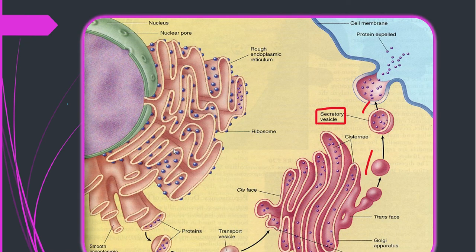See this diagram, guys. In this diagram, the protein products are transferred to a transport vesicle, and from the transport vesicle to the Golgi apparatus, and from the Golgi apparatus to a secretory vesicle, and it expels these protein products.